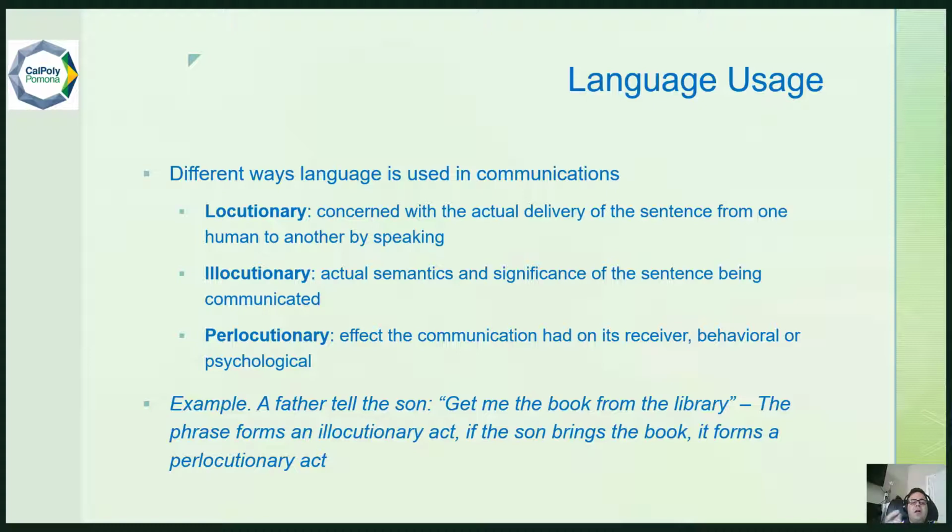However, if the son actually brings the book, because that is a change of behavior, that is going to be a precautionary act.